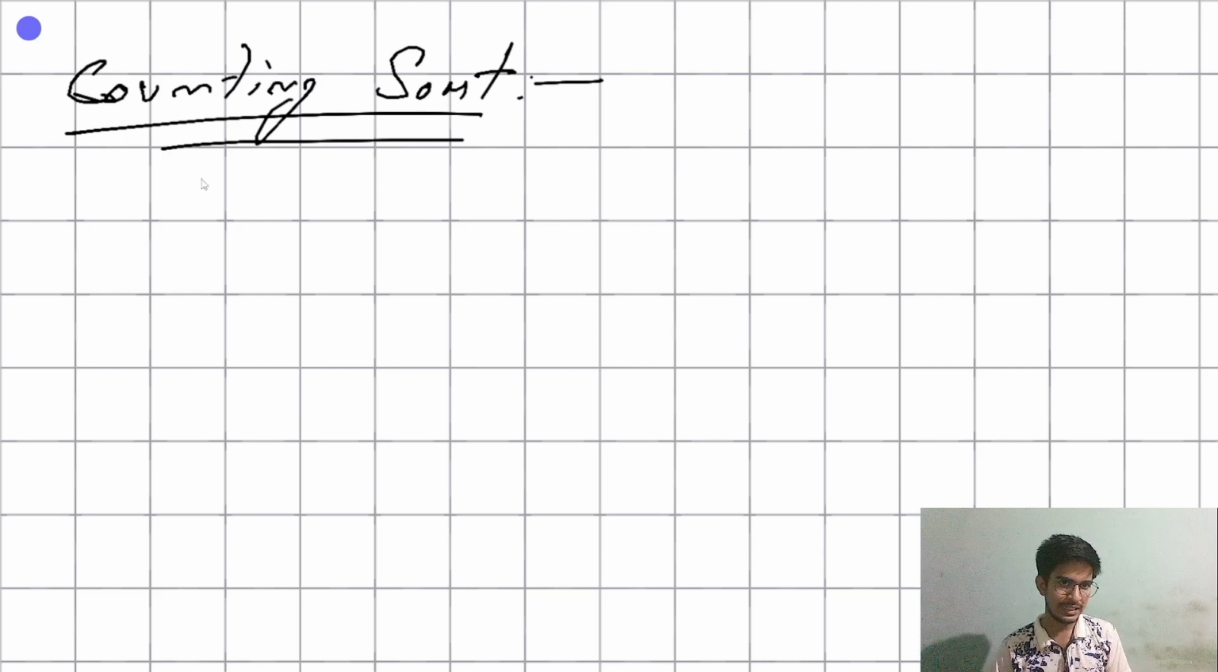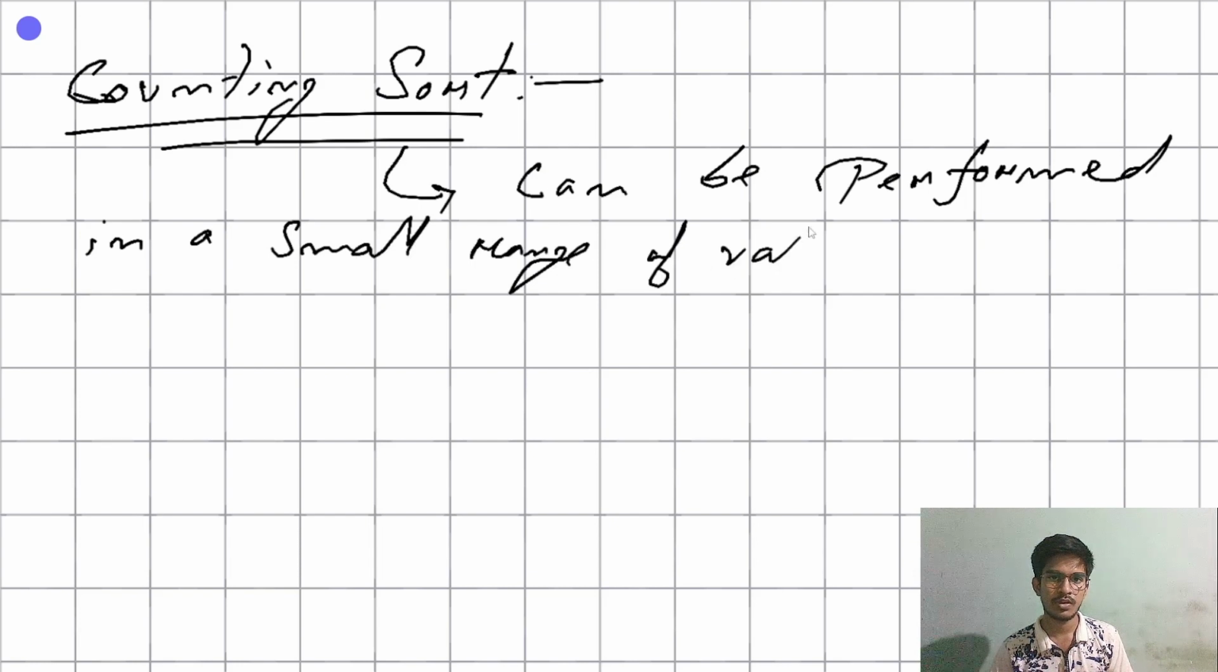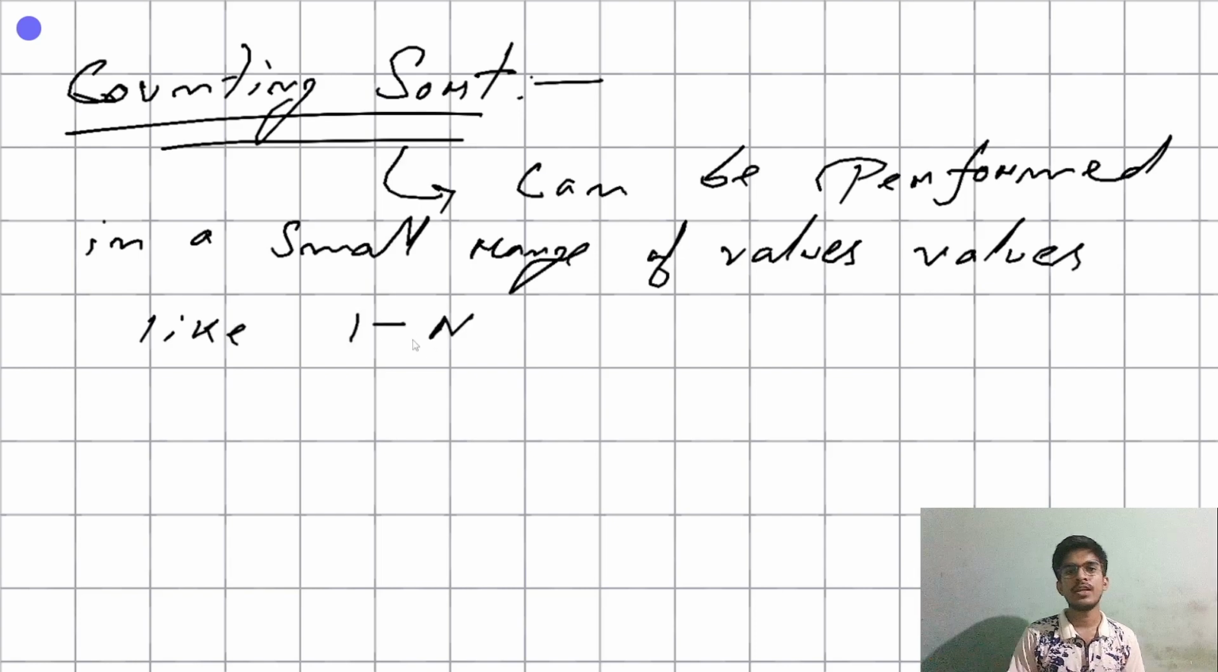In the case of counting sort, it can be performed on a small range of values, like from 1 to n. Basically, it is not efficient for a large range of values. Why it is not, you will get to know in a minute.